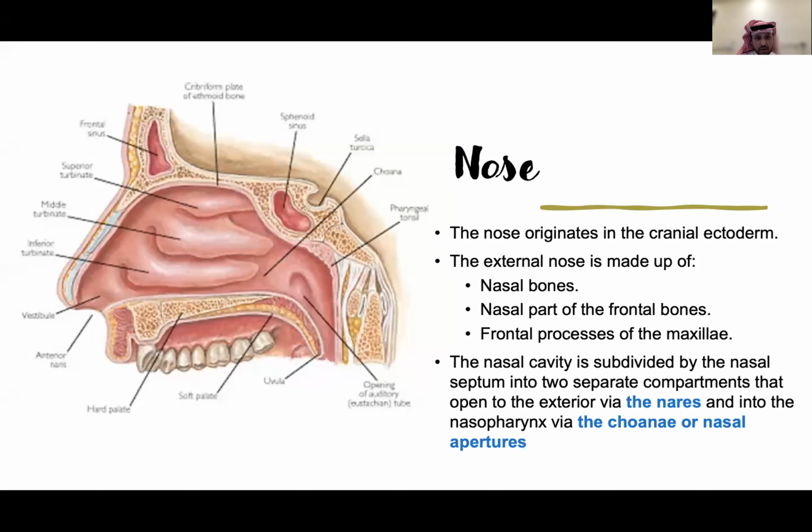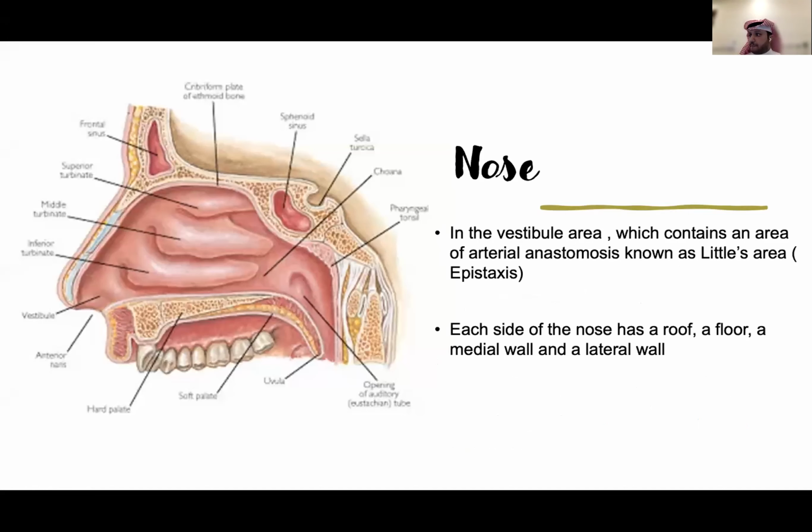When we look to the back here, what we call it is choanae or nasal apertures. And we know that this is a common site of what we call choanal atresia, when some kids are born and they cannot breathe from the nose, so they are called choanal atresia.